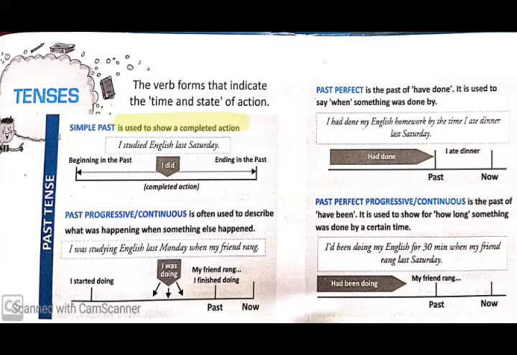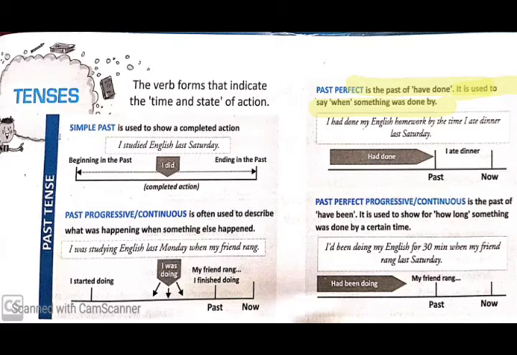First is simple past tense. So simple past tense is used to show a complete action. Past progressive or continuous tense is often used to describe what was happening when something else happened. So if we want to describe one situation with respect to something else that was going on at that time, we use past progressive or past continuous tense.